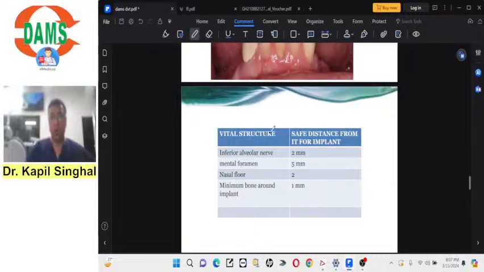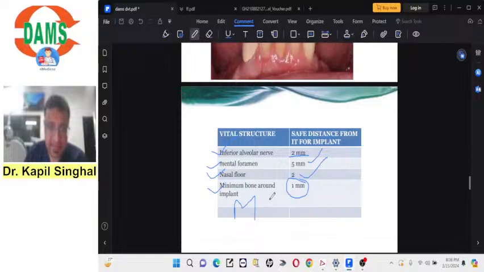Okay, next important point, safe distances from implant of various vital structures. Inferior alveolar nerve, the distance should be 2 millimeters. What should be the safe distance from the inferior alveolar nerve? 2 millimeters. Mental foramen 5 millimeters. Nasal floor 2 millimeters. Minimum bone around an implant should be at least 1 mm. Maxillary sinus, you can touch the floor of the sinus, so you don't need to keep a distance from it.